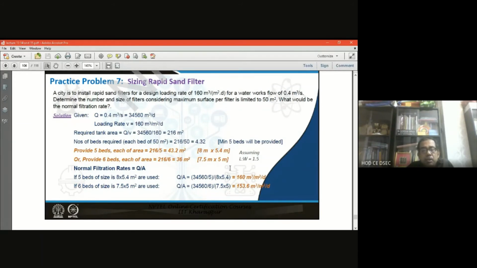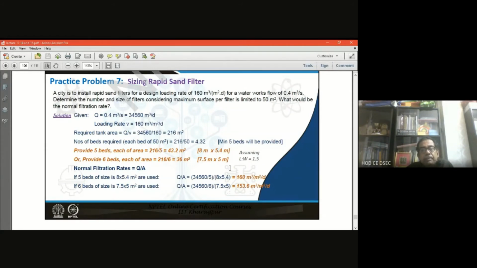Now you simplify the thing a different way. You know the total area is 216 square meter, and you have calculated that 5 beds are required. So what is the required area of each filter? That will be 216 divided by 5, that is 43.2 square meter. So it is within the 50 meters square limit, so it is all right.